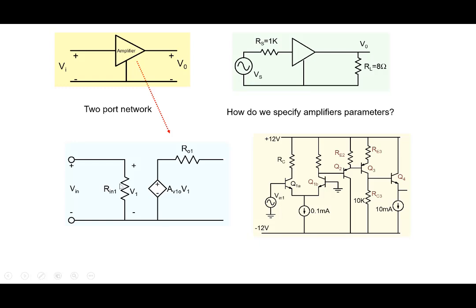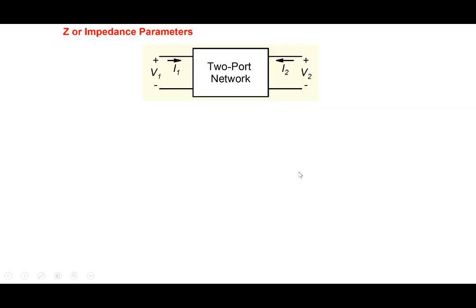And once we have this representation, then wherever this amplifier is present, for example in a circuit like this, we could take the amplifier out, substitute it by this representation, and thereby analyze the circuit and predict the properties of the circuit. So there are different ways in which we can represent this 2-port network. One of them is in terms of Z parameters or impedance parameters.